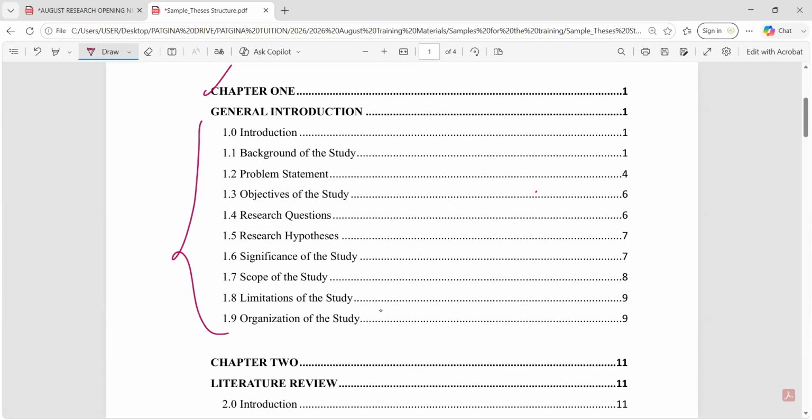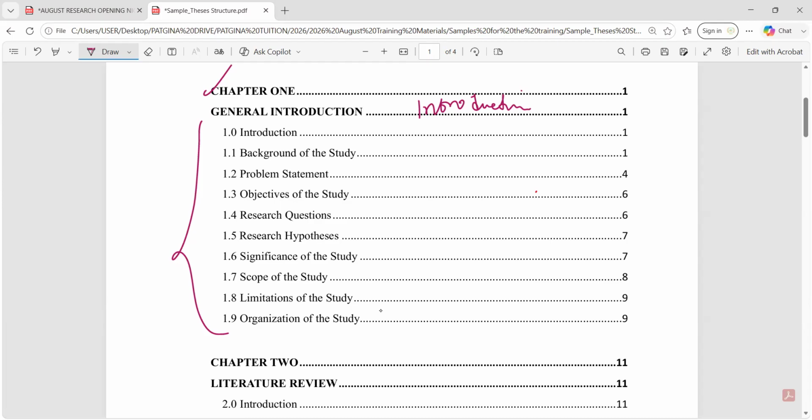So we call chapter 1 introduction. In a thesis, we call chapter 1 introduction. Take note. And because chapter 1 is called introduction, we don't have an introduction under that introduction. We start straight up from 1.1, which is the background of the study. We will teach you the way we write it, then the problem statement, then you will come to the objectives of the study and research questions.